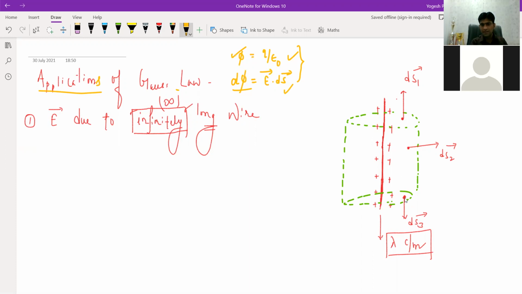Now in this, this is a positively charged thin wire. So what will be the direction of electric field? Now this is a cylinder. So for the cylinder also the direction of electric field will be radially outward. This is the direction of electric field. Now what is the angle between ds1 and the E vector?